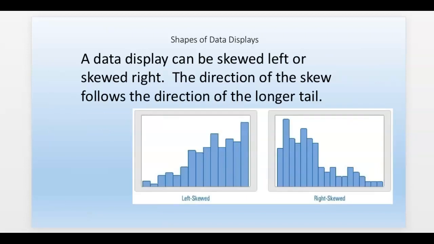If the tail goes to the left, then we say it's skewed left. If the tail goes to the right, then we say it's skewed right. This data here has a tail going off to the left. The cluster of data clusters up on this side, but it tails off to the left. This is left skewed. This one again tails off to the right, toward the higher numbers. This one is skewed right.